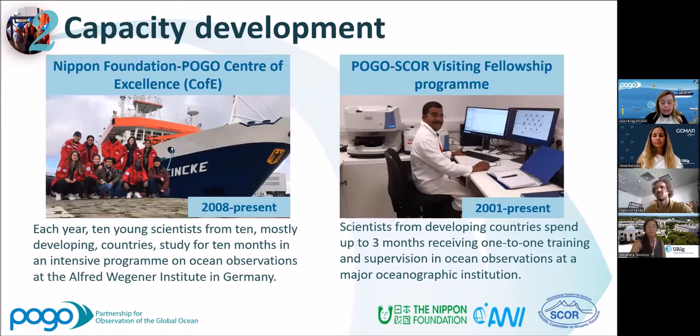So, very quickly, examples of this training modality. The first one is an example of training in world-leading oceanographic institutes. The NF-POGO Centre of Excellence is funded by the Nippon Foundation and receives annually 10 students from 10 different countries for an immersive hands-on training in observational oceanography. In the POGO-SCOR Visiting Fellowship, early career scientists can go to an oceanographic institution of their choice to spend between 1 to 3 months in one-to-one training with experts.